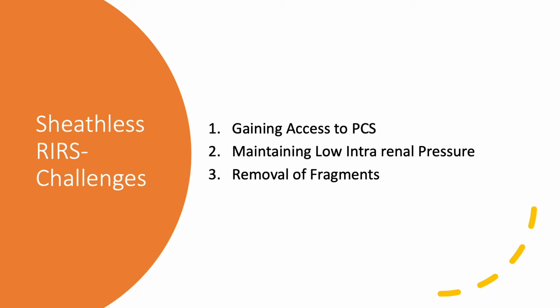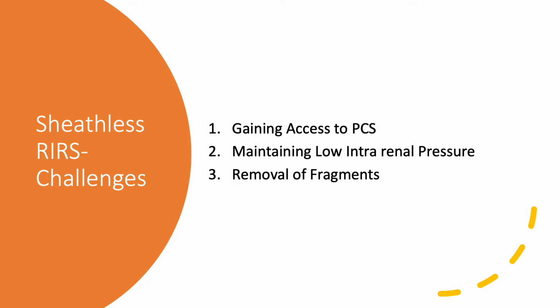When we plan to do RIRS without an access sheath, or sheathless RIRS as we call it, there are three main challenges. Firstly, gaining access to the PCS or the pelvic calyceal system, secondly, maintaining low intrarenal pressure, and thirdly, removal of stone fragments.